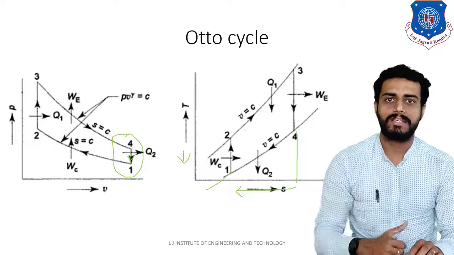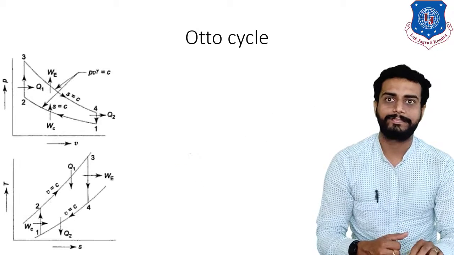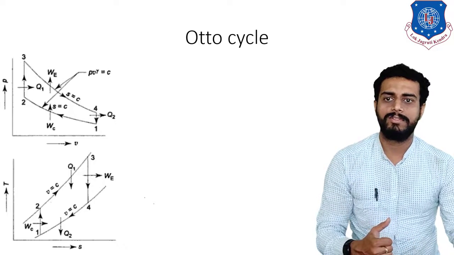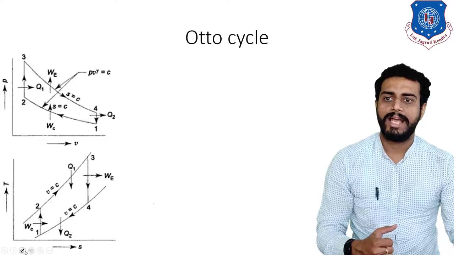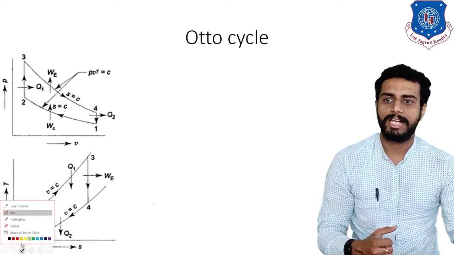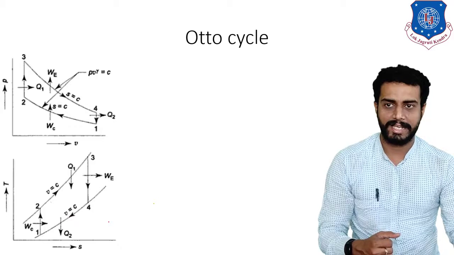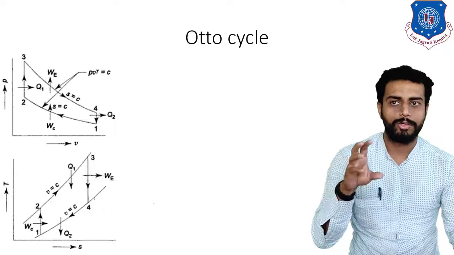Now let us discuss the efficiency of Otto cycle. In order to understand the efficiency, we will first observe the diagram, that is the PV diagram and TS diagram, as shown on the screen. I will advise you guys to remember this PV and TS diagram and its pattern, how to draw it.